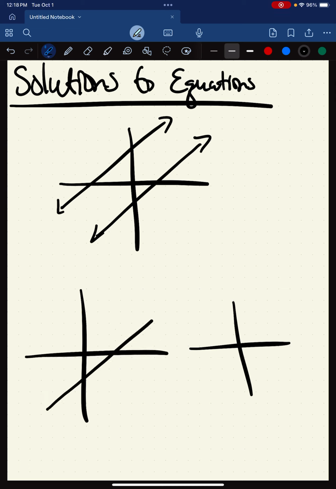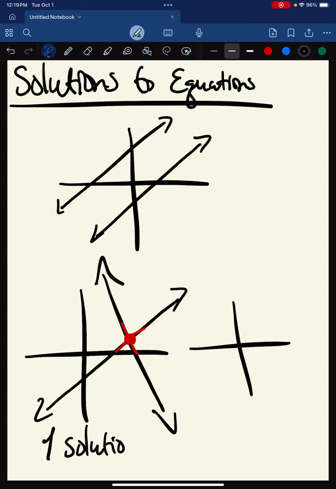Let's say we have this line and this line. Then this point is on both lines. And maybe let me make that red so that you can see it. That point is on both lines. It's on this line and it's on this line. So it obeys both equations. So this is what we would call a solution. We would say there's one solution to these two equations.